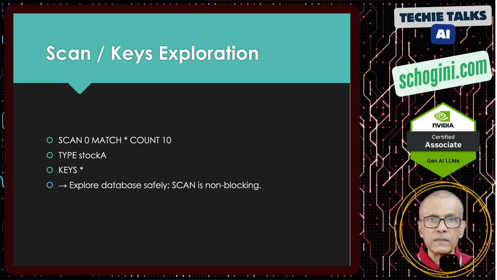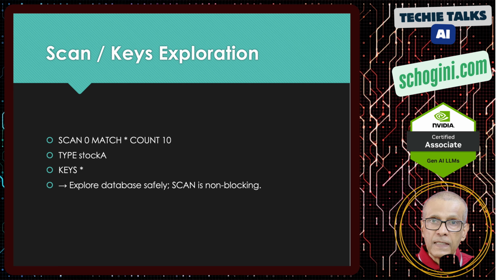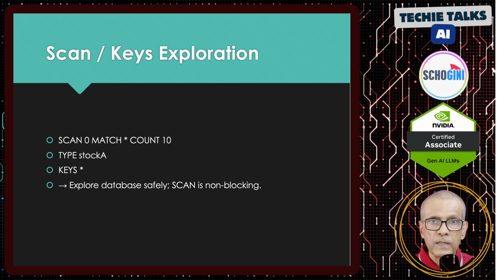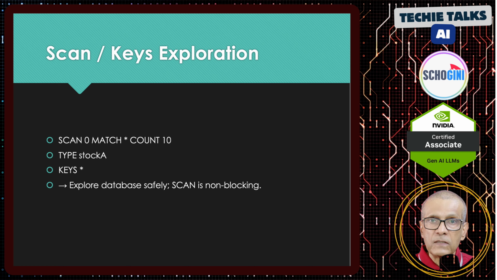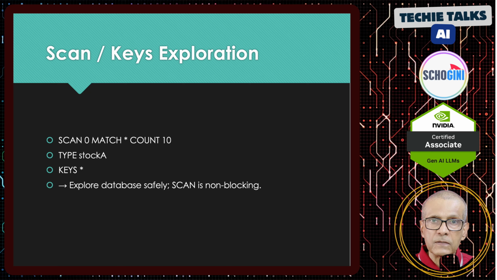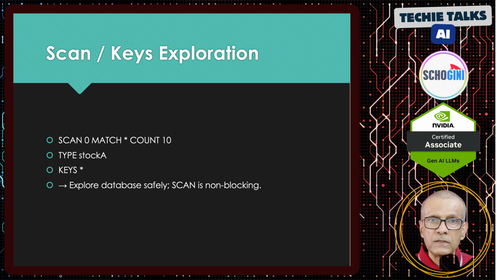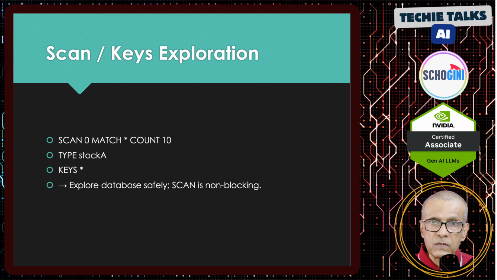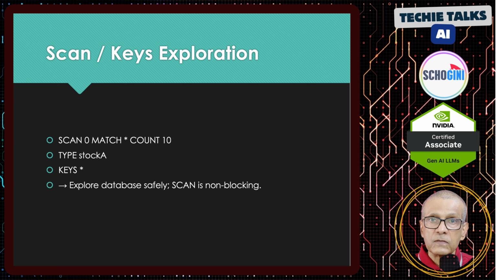Scan keys exploration. Exploring what is inside Redis safely requires care. The keys star command lists everything, but you can freeze large servers. Instead, always use scan. It iterates gradually, returning batches of keys without blocking others. You can combine it with match pattern to filter like scan 0 match user : star. Test both commands to see the difference in responsiveness. Scan is your friend in production environments where performance matters.